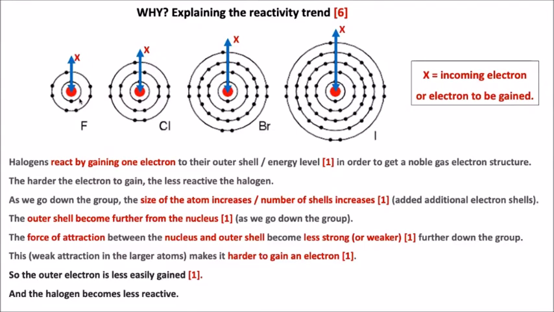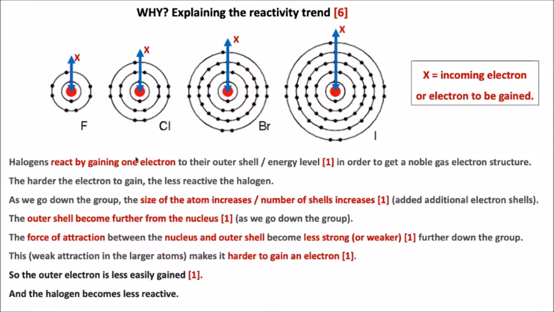Now what I've done is I've put it in words underneath the diagram for you. I'm going to just read parts of it for you. So the first thing the examiner will look at is you need to tell the examiner that halogens react by gaining 1 electron to their outer shell or energy level. Why? Because they need to gain noble gas electron structure. Noble gas here means they need to become stable. The harder the electron to gain, the less reactive the halogen.